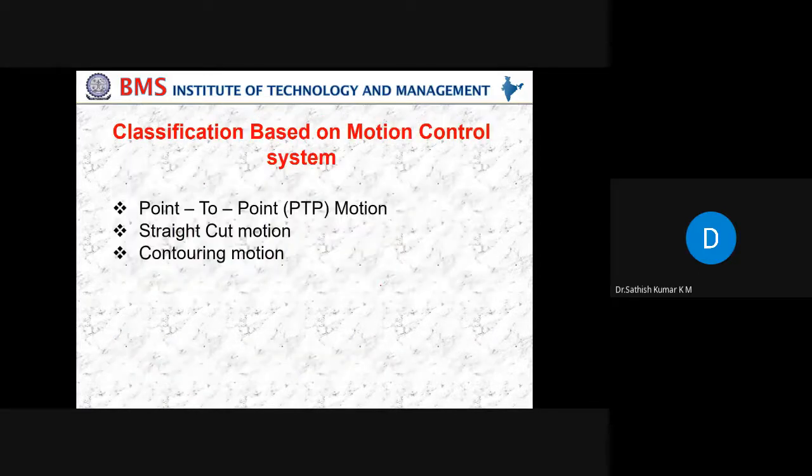Next. The second classification is based on the motion control system. In the case of motion control system, that is the second classification, we have three methods. One is called PTP motion, that is point to point motion. PTP is nothing but point to point motion. The second one is called straight cut motion. The third one is the contouring motion. Now we'll try to understand what this motion is all about.